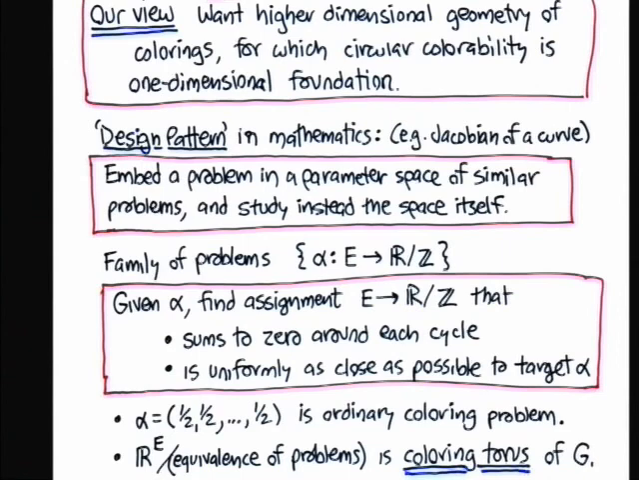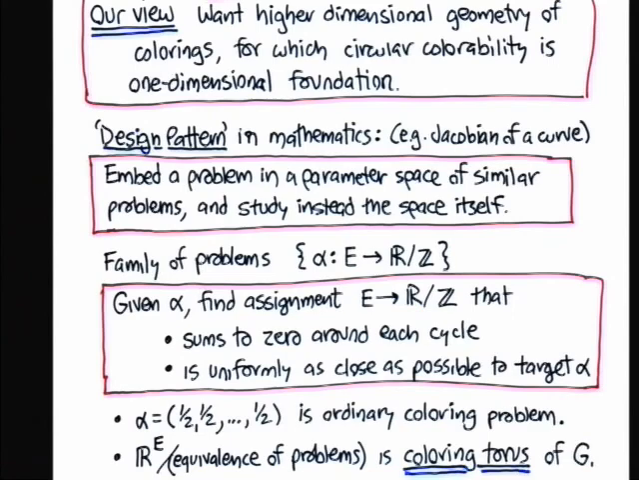So there's a design pattern in mathematics, an example of which is the Jacobian of a curve, is that you never study a problem by itself. You try to find a parameter space of possible problems of which the problem you're interested in is simply one instance. And then if you can prove any interesting theorems about the parameter space, maybe what you wanted to know about that one instance will fall out of the more general results. With that in mind, it led me to this definition.